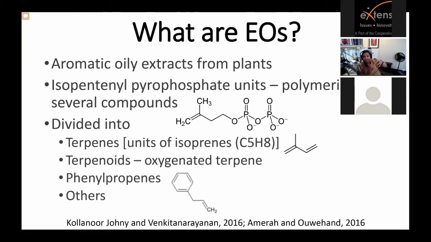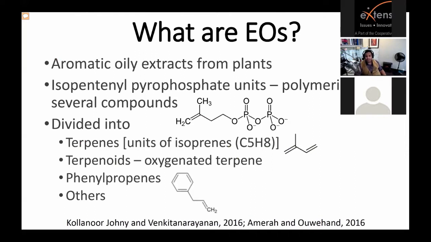Now, if I tell you that as a big group of about 5,000 compounds, that would not help us either. So we have to bring it down again to four different classes. You see the different classes, just like the antibiotics have different classes in them. We have four major classes that we have to discuss. The first is the terpenes.